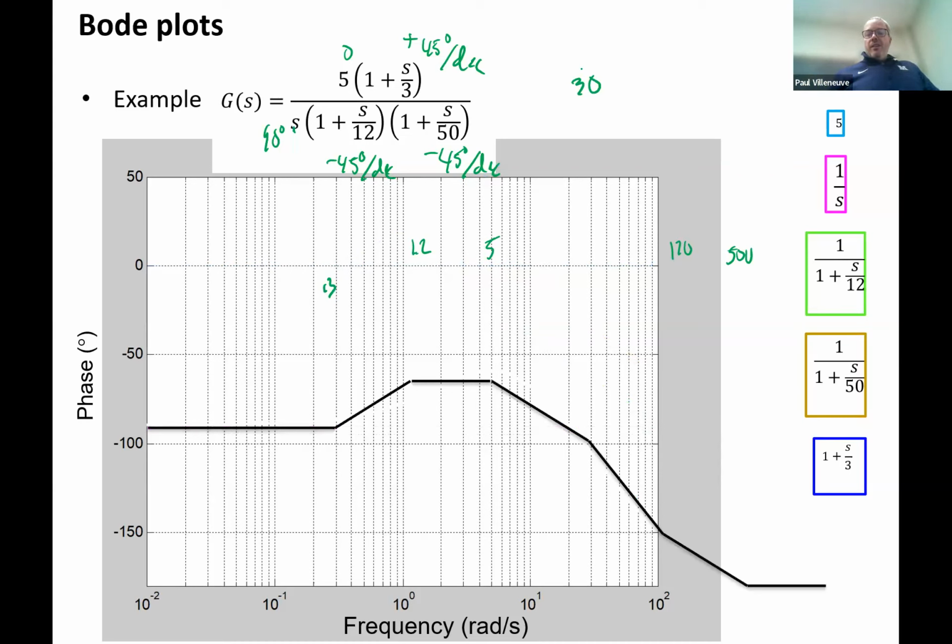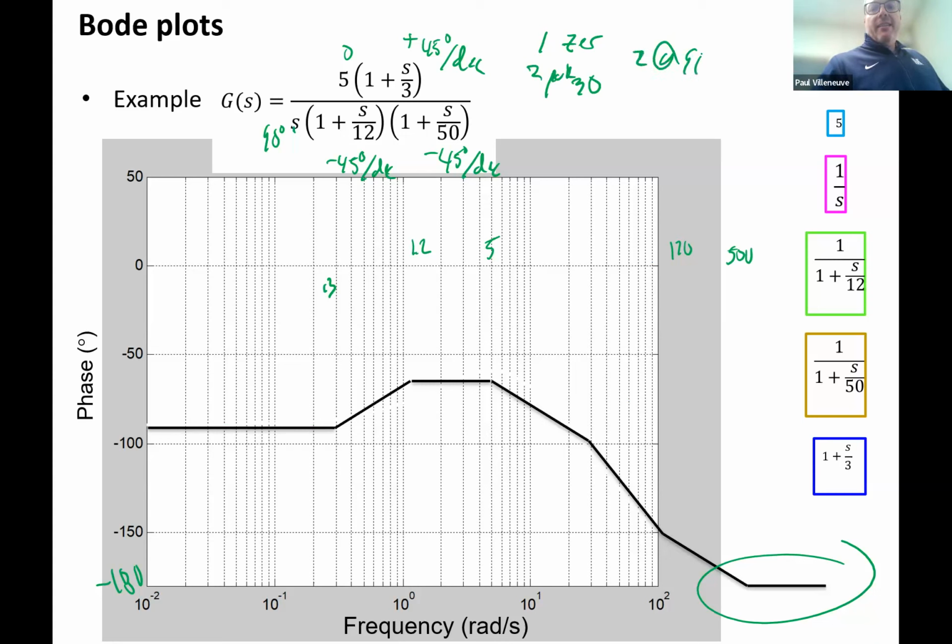And notice, in the previous one, it just kept going down at 40 dB per decade. This one stops, and it stops at minus 180. Why does it stop at minus 180? Because I have 1 0 and 3 poles. The difference between there is 2 at minus 90 degrees. So you can always tell where you need to stop by looking at the number of phase shifts or number of poles and zeros that we have.